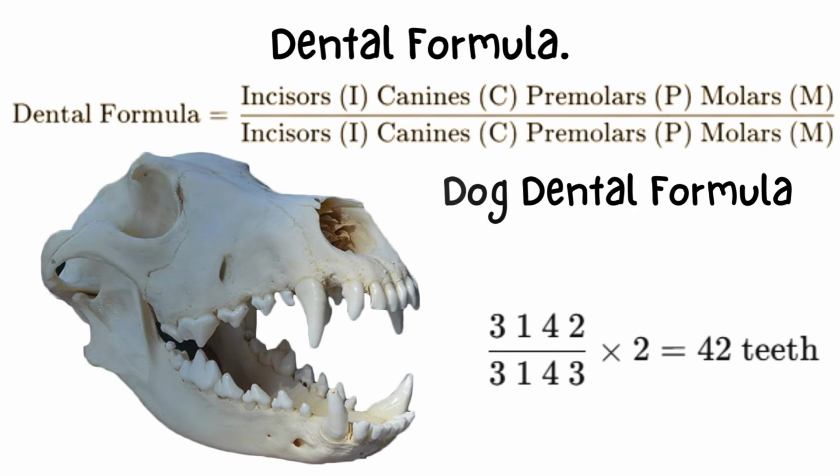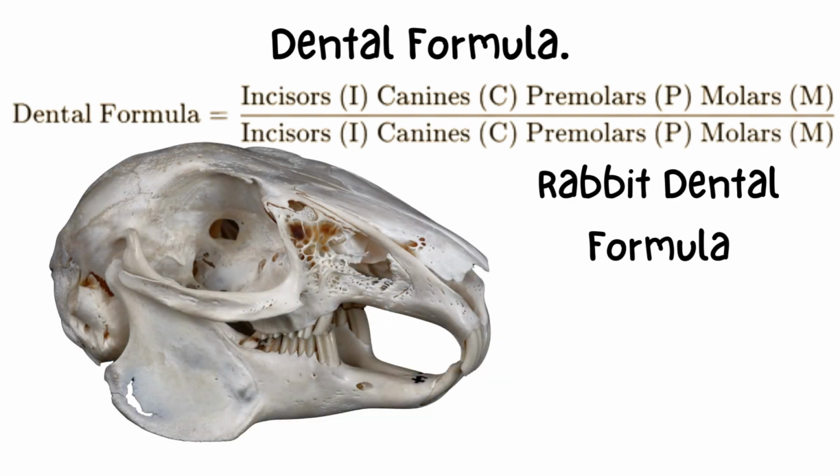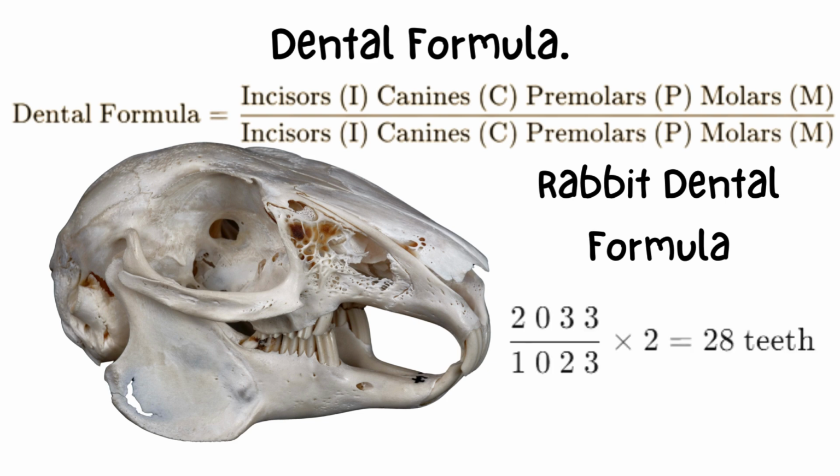For a final example, let's look at rabbits. Rabbits are herbivores and have a dental formula suited for cutting and grinding plant material. The adult dental formula includes 2 incisors, 0 canines, 3 premolars, and 3 molars at the top half, and then 1 incisor, no canine, 2 premolars, and 3 molars at the bottom half of the teeth. If we multiply these times 2, we have 28 teeth in total.